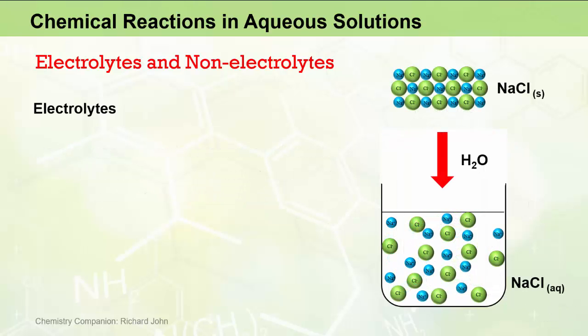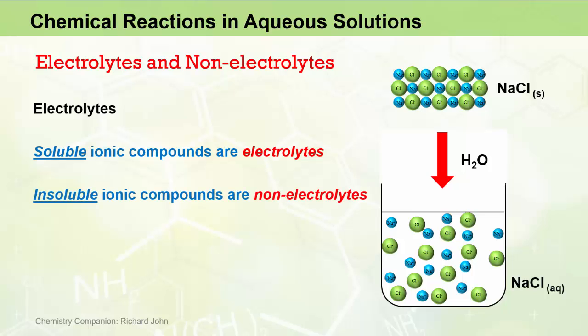So it turns out that any soluble ionic compound will dissolve in water to form freely mobile ions, cations and anions, and therefore any soluble ionic compounds are classified as electrolytes. It follows, therefore, that any insoluble ionic compounds that do not dissolve in water are not going to produce the freely mobile ions and are therefore classified as non-electrolytes.